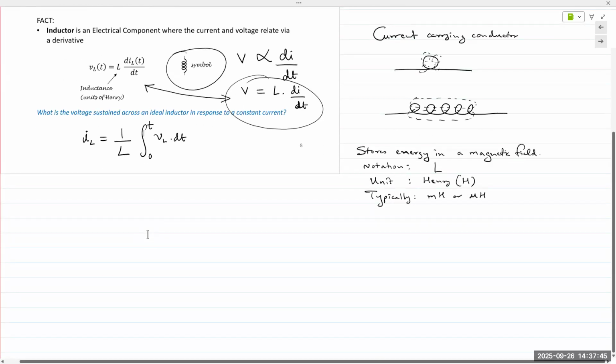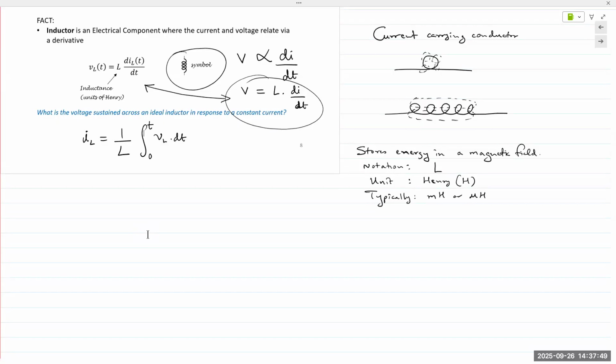So now physically think about what happens. You have an inductor, you're passing current through it. An inductor is nothing but a wire, right? If you pass current through a wire, what is the wire behaving like? It is behaving like a short circuit.